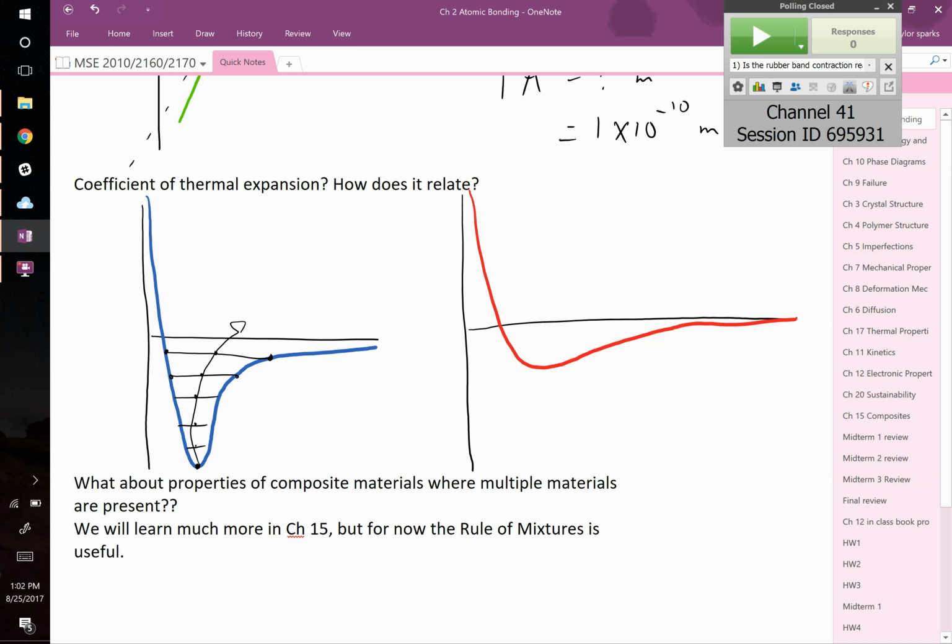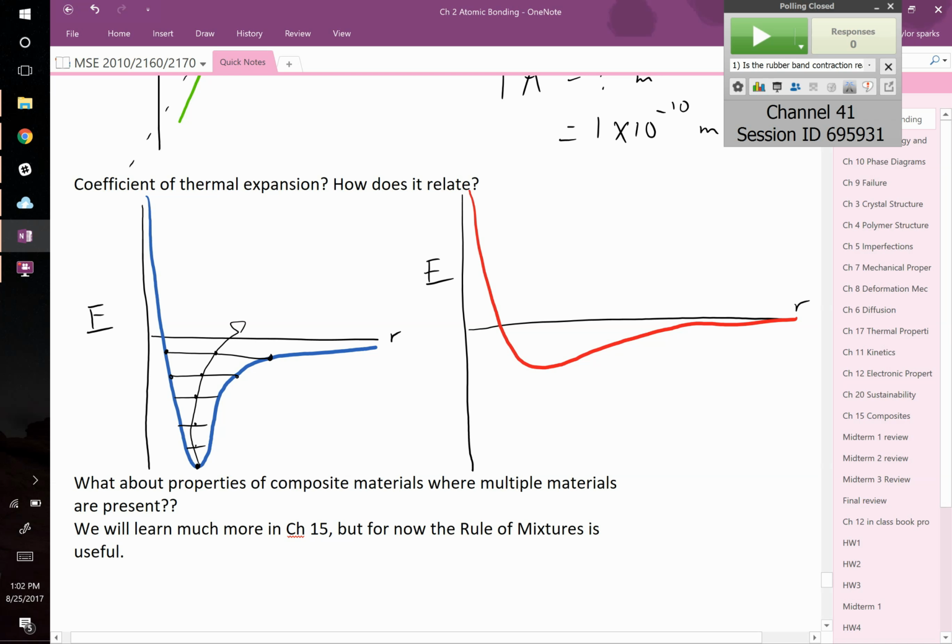Any questions? Yeah? Sorry, what were the axes labeled with those graphs? On these ones here? Yeah. These ones, when you see it doing a potential well, then it's a potential energy well. So this is energy against interatomic spacing. Energy versus interatomic spacing. Good question.